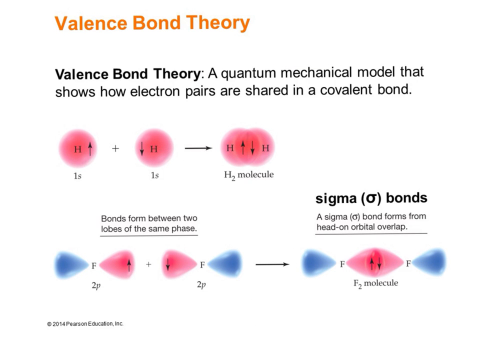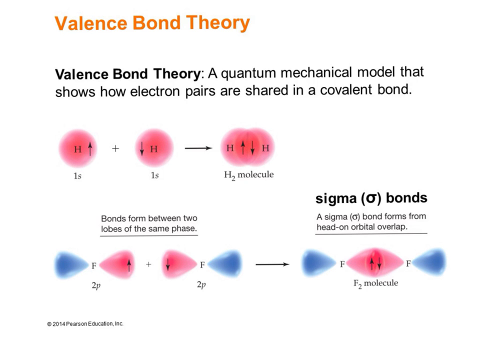Valence bond theory is a quantum mechanical model that shows how electron pairs are shared in a covalent bond. So according to valence bond theory, how does a bond form?